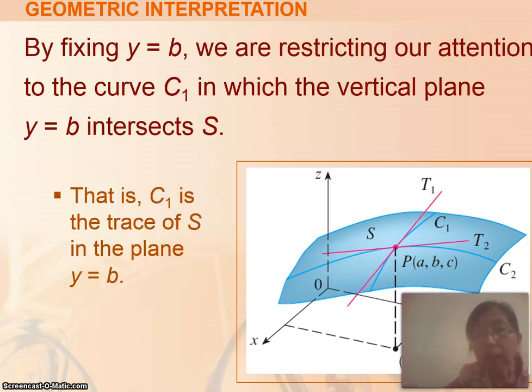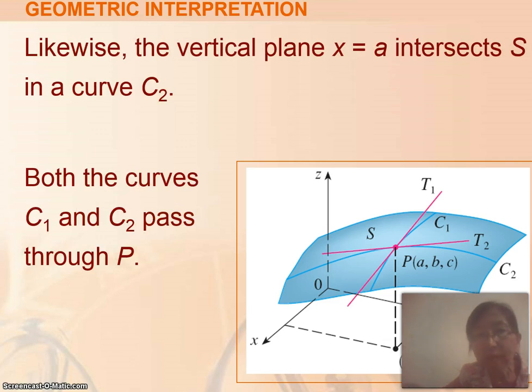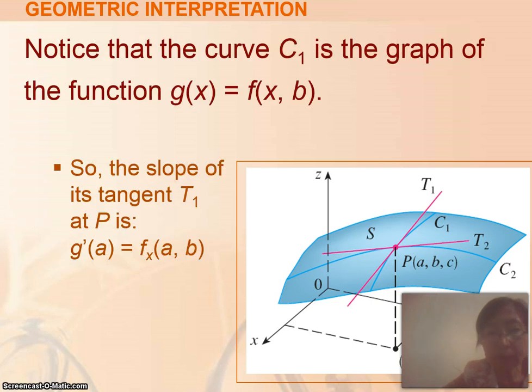By fixing y = b, we're restricting our attention to the curve C1, in which the vertical plane y = b intersects S. That is, C1 is the trace of S in the plane y = b. Likewise, the vertical plane x = a intersects S in a curve C2. Both the curves C1 and C2 pass through P.